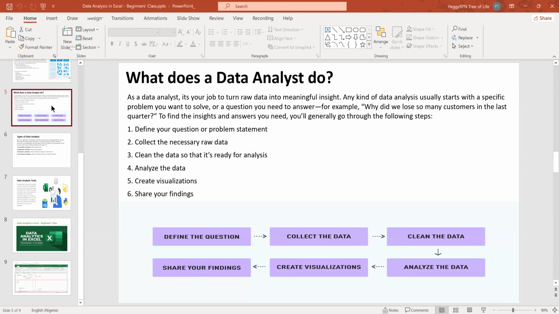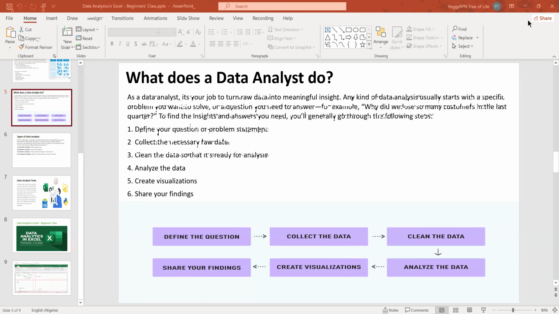All right, so we're going into the next topic now. What does a data analyst do? So what is your job? What is your duty? What are you there to do? Everything you are going to do in your data analysis process is going to cut across all of these steps.